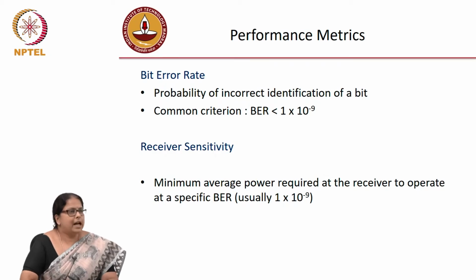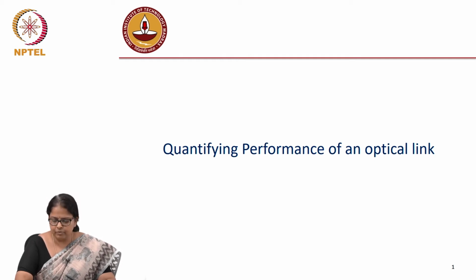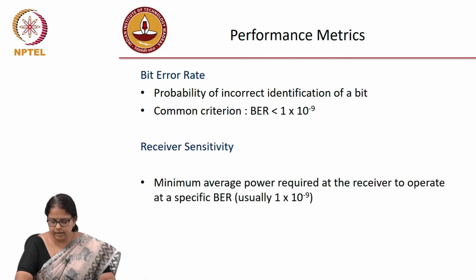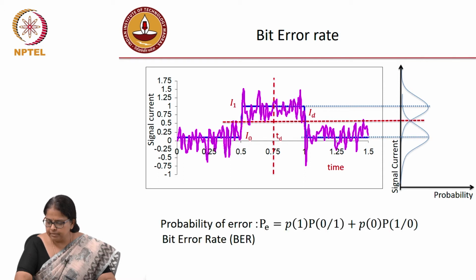Okay, so in the last class we were talking about the performance metrics that quantify the quality of the link, and we said the two critical parameters that decide the performance of a link are bit error rate and receiver sensitivity. We went into the details of defining these two, and we tried to calculate the bit error rate through calculation of error probability.